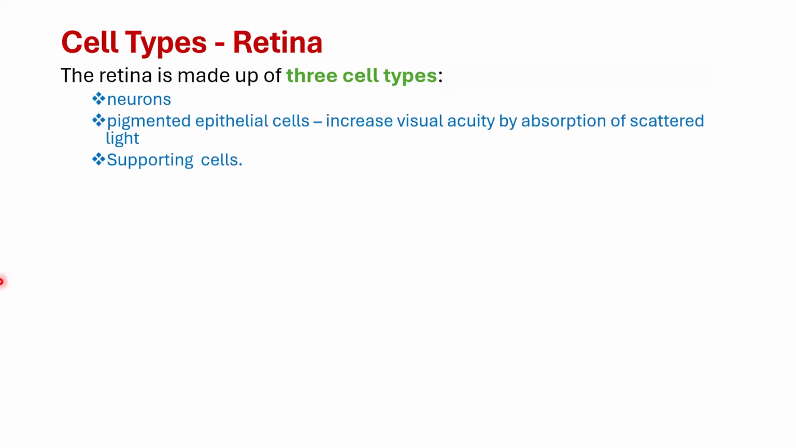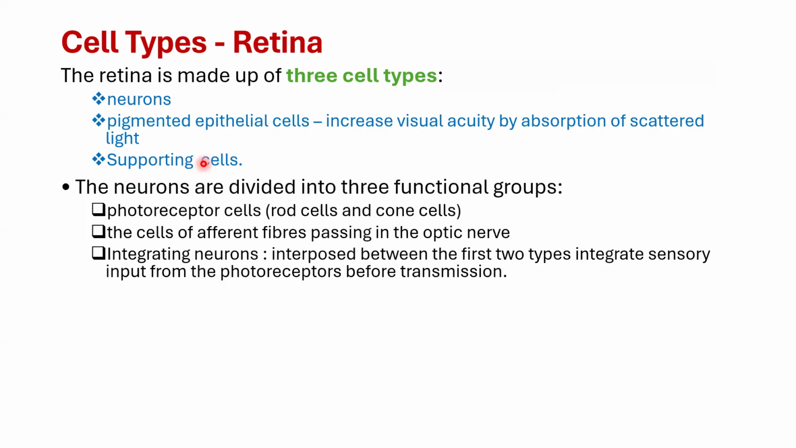The cell types of the retina. There are three cell types: neurons, the pigmented epithelial cells, which increase visual acuity by absorption of scattered light, and then also supporting cells. Remember, I told us earlier, each and every special organ has supporting cells. So in an exam setting, if you don't remember any cell type, just write basal cells and supporting cells, and you'll be sure you're getting 2 marks. Those are the three major cell types in the retina: neurons, pigmented cells, and supporting cells.